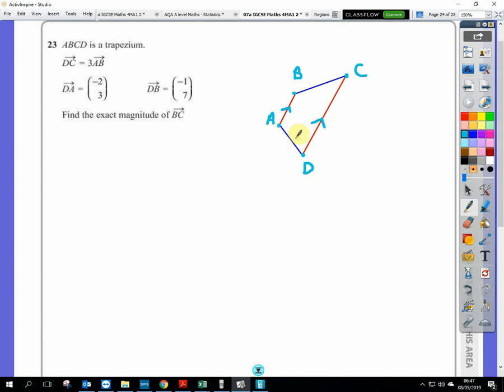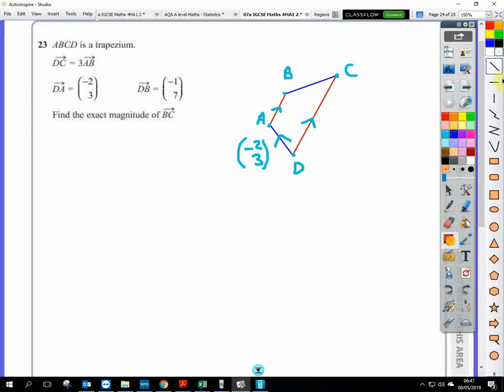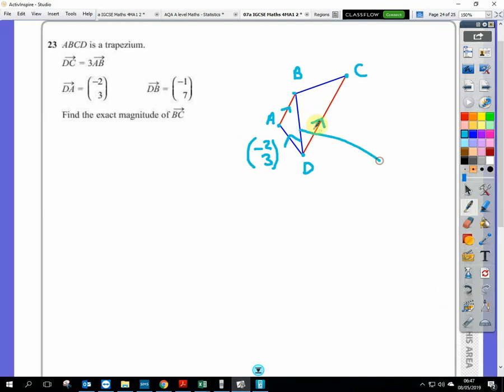So let's just edit the diagram slightly. To get from D to A, it's minus 2, 3. And to get from D to B, it's minus 1, 7. So that tells you that DB is not a side of the trapezium. But we'll just edit the diagram anyway. And the question says, find the exact magnitude of BC. So vector BC.